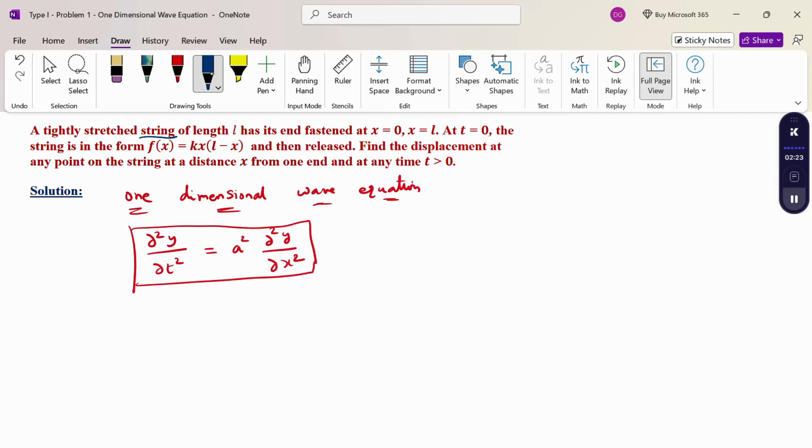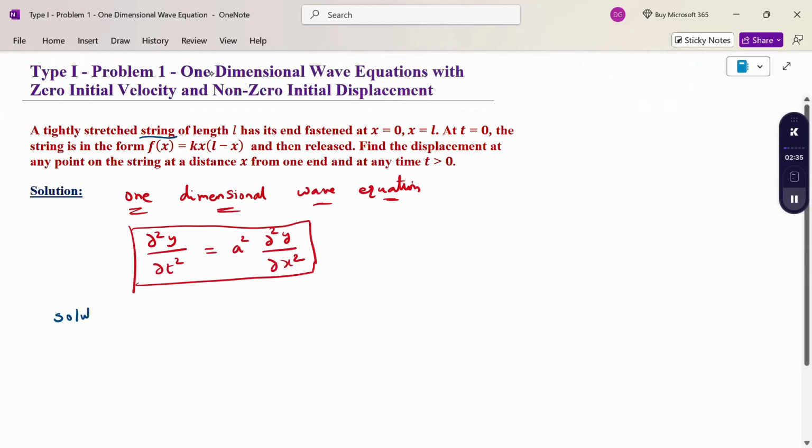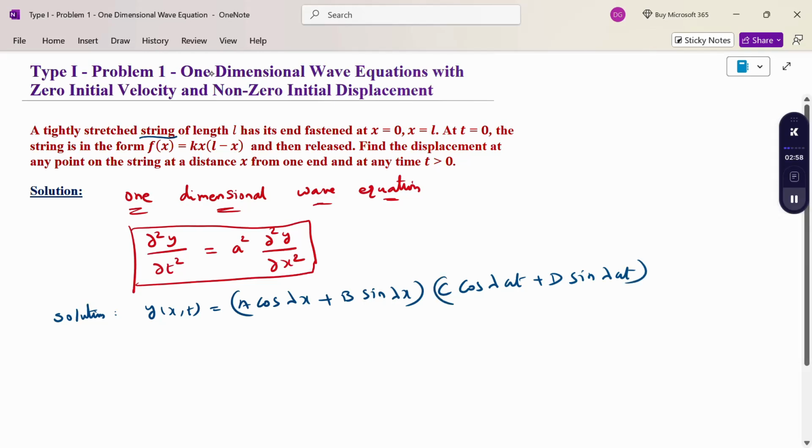So now, this one-dimensional wave equation has some possible solutions, but we are taking only the suitable solution. The solution of the above equation is y(x,t) = (A cos λx + B sin λx)(C cos λat + D sin λat). We call this equation number 1. So this is our suitable solution.